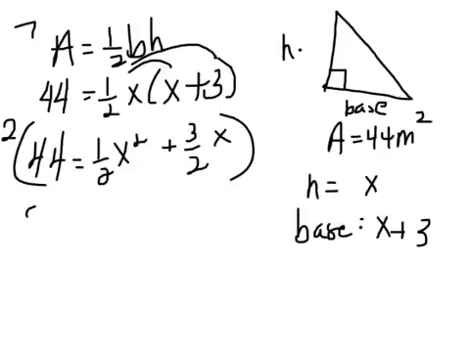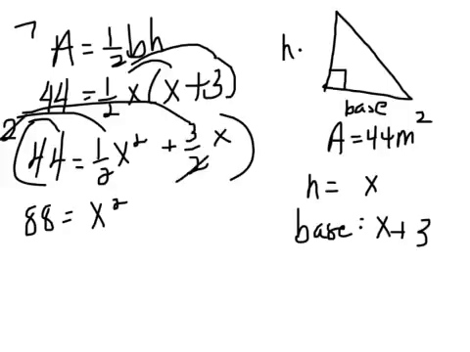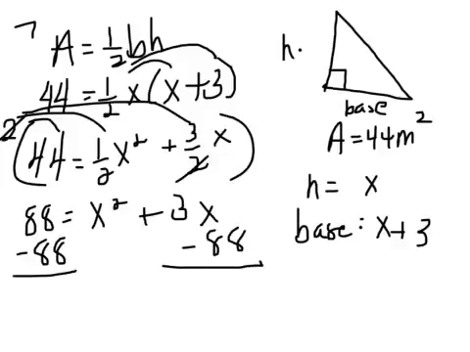2 times 44 is 88. 2 times a half is 1x squared, and 2 times 3 halves, the 2's would cancel out, and you'd have plus 3x. Now, if I want to get all the terms on one side so I can factor it, let's just subtract this 88 from both sides. I'd get 0 is x squared plus 3x minus 88.